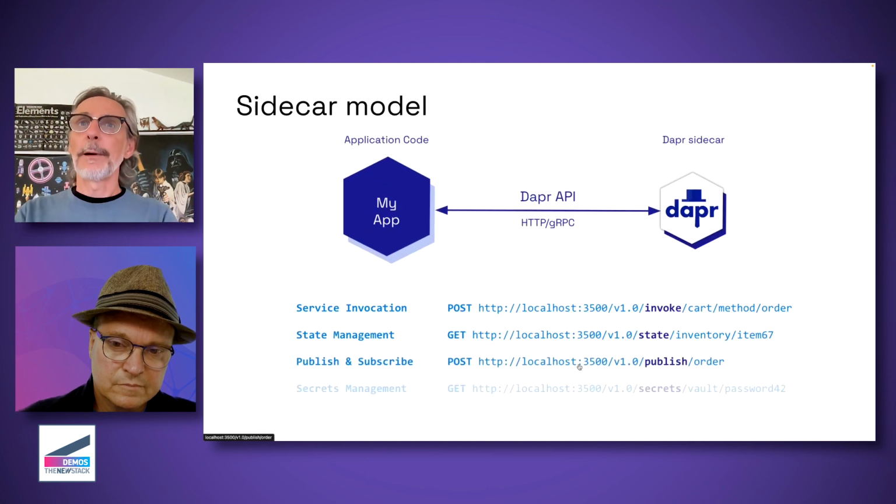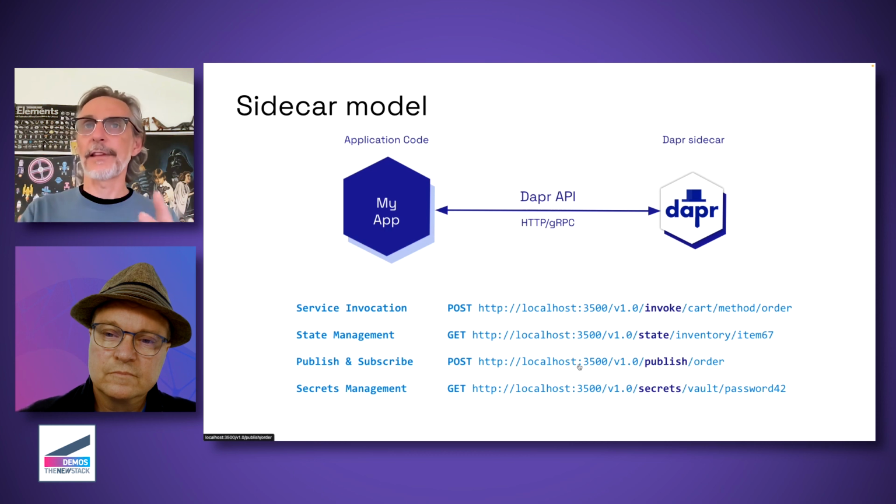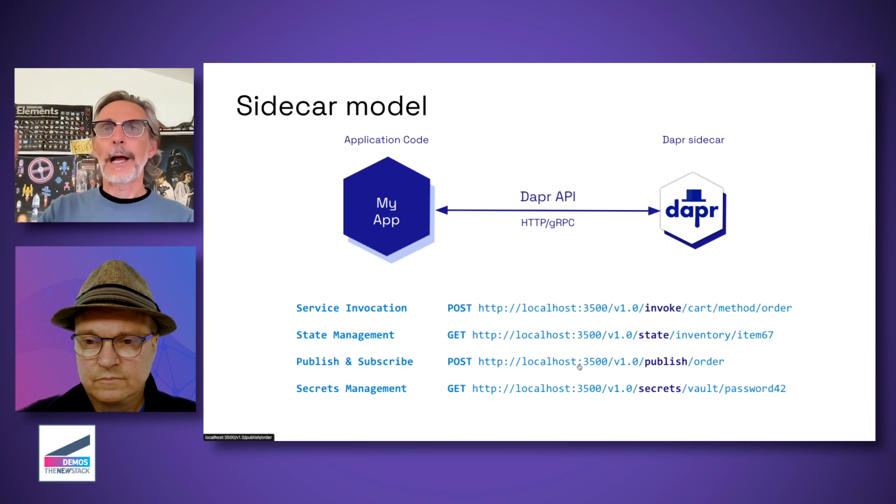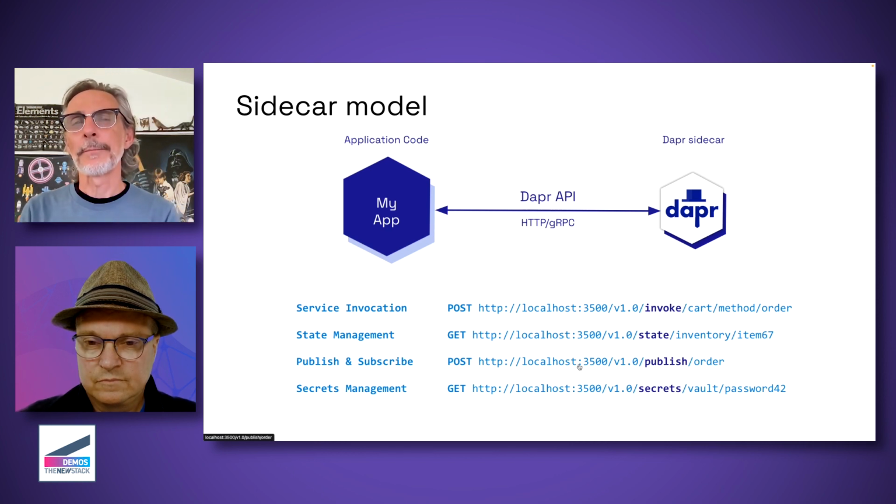The way it runs, by the way, is that you basically have this sidecar model. So you write your code, and when you run an instance of your application, Dapr pops up as this little sidecar, and it does all the heavy lifting to help your application achieve its goals.